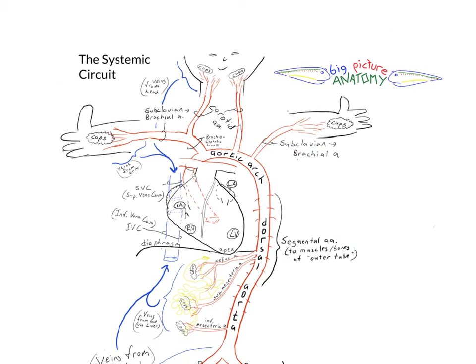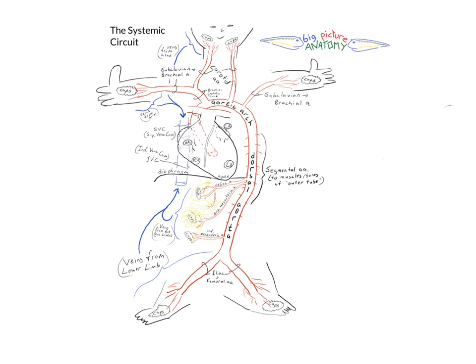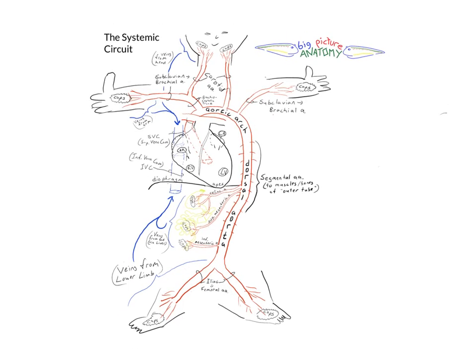So, a quick review. What we have in the systemic circuit is going to be blood returning from the lungs to the left atrium of the heart, going through the mitral valve to the left ventricle of the heart, big major pumping chamber incorporating the apex, pumping that blood out the aorta, through the aortic arch, and down the dorsal or descending aorta to the rest of the body.